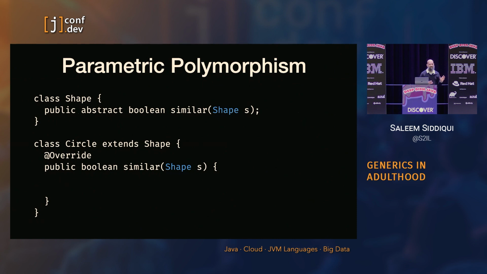What we want to do is every class defines this notion of similarity differently, but every shape subclass knows what similar means in its context. That's our intent. That's what we want to encode. But we can't do that by changing the signature.